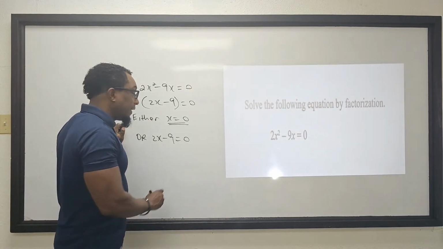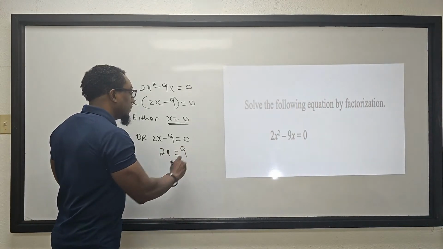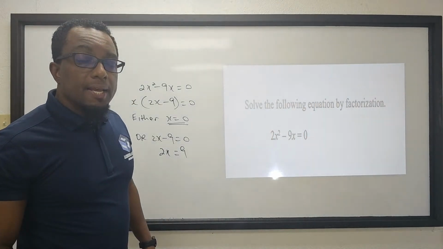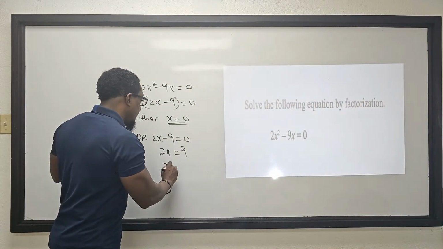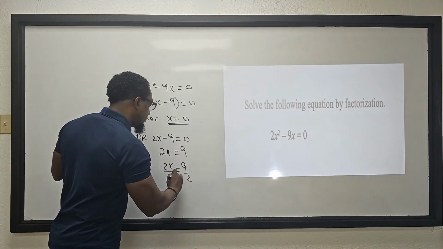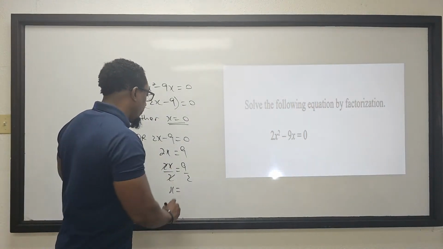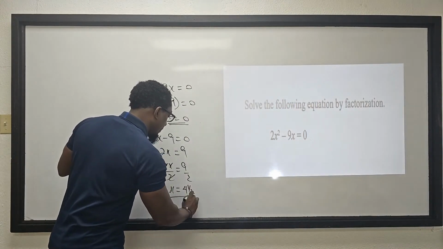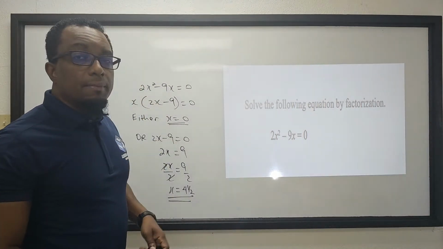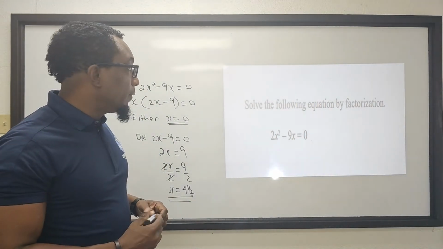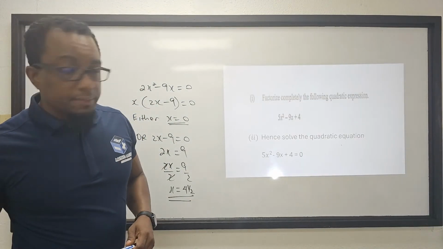And then we solve for x, and so the 2x is equal to 9. I add 9 to both sides, and then I can divide both sides by 2. So x will be equal to 4.5. So my two solutions of x are 0 and 4.5. Let's move on to another question.